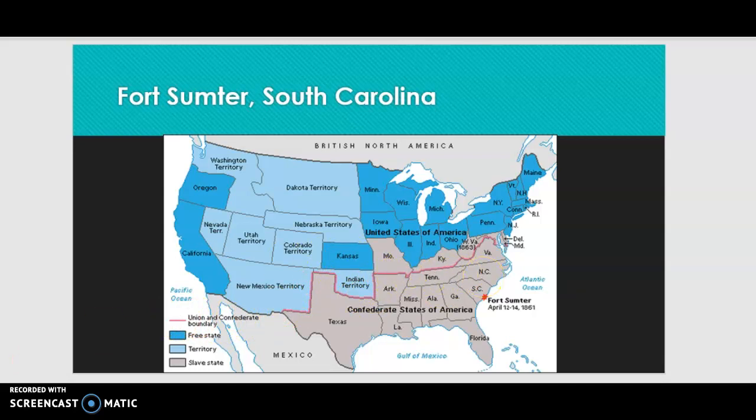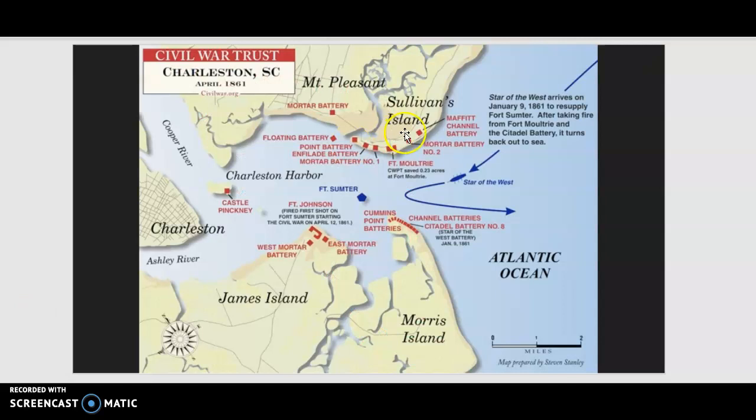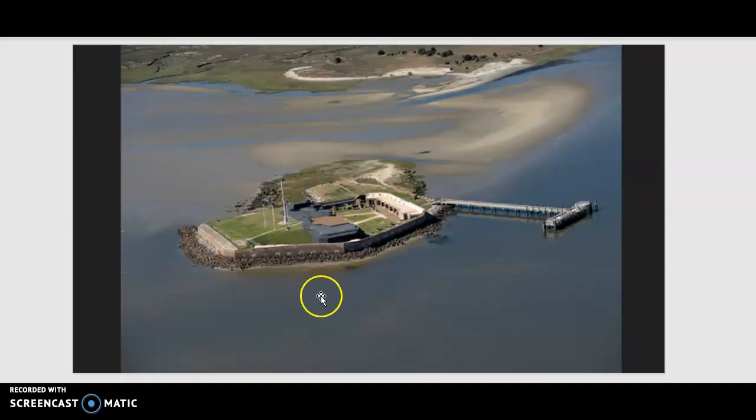So let's talk about Fort Sumter. Again, here it is close up, just outside of Charleston, South Carolina. Here is another view of it. All right, Fort Sumter. So Star of the West arrives on January 9th, 1861 to resupply Fort Sumter. After taking fire from Fort Moultrie and the Citadel Battery, it turns back out to sea. Here is a more present-day viewpoint of Fort Sumter.